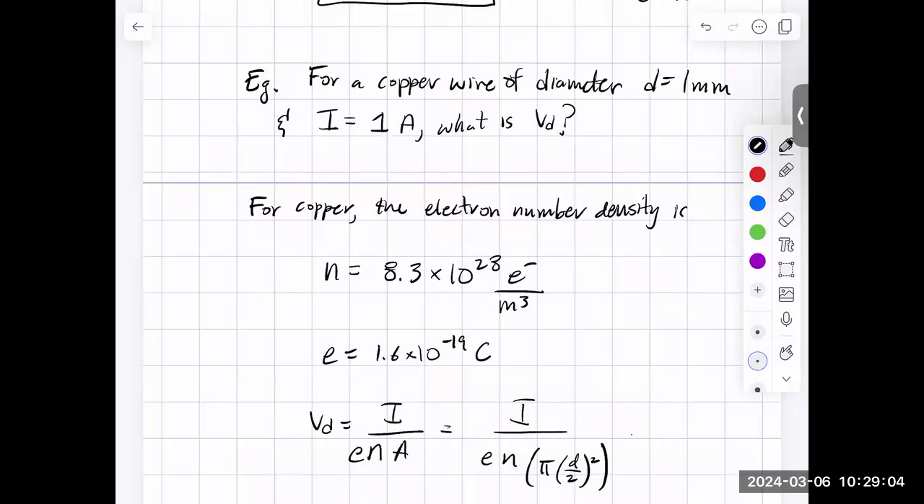If you plug in these numbers, it comes out to be 9.6 times 10 to the minus 5 meters per second, or about 0.1 millimeters per second.